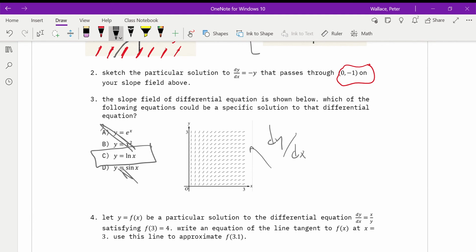So that's just, again, log base e, as we remember. Back to pre-calc. So this is going to be a slope field for ln of x, and if we remember what those look like, they do generally follow this slope field, unsurprisingly. So our answer is C there.